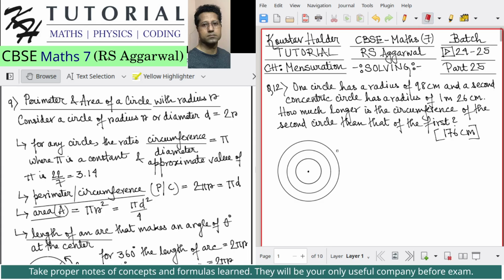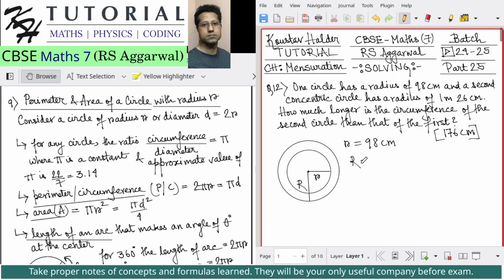Okay, so let's remove this circle. It is given that one circle has a radius of 98 centimeter and the other concentric circle has a radius of 1 meter 26 centimeter. So definitely the second circle has a bigger radius, so that will be outside the first circle. So let's say the first circle, let the radius be denoted by small r, where small r is given as 98 centimeter, and let the outer circle, which is the second concentric circle, have the radius denoted by capital R.